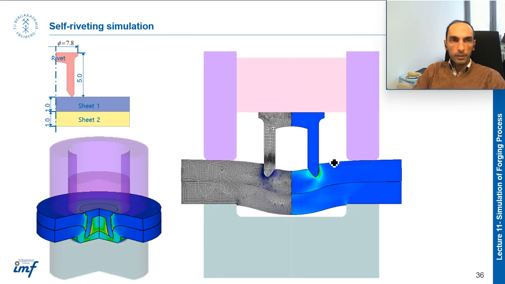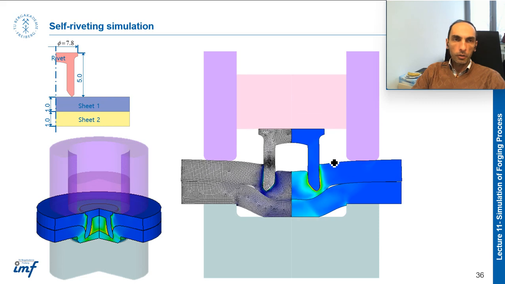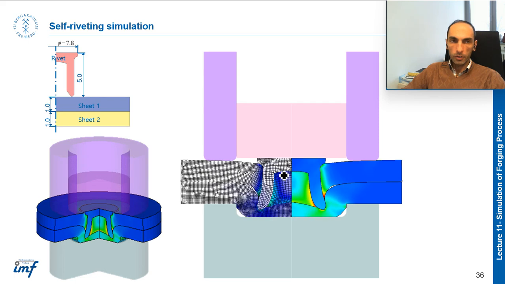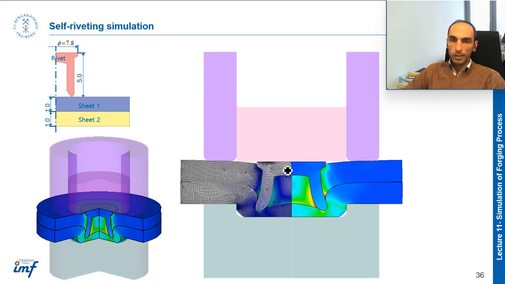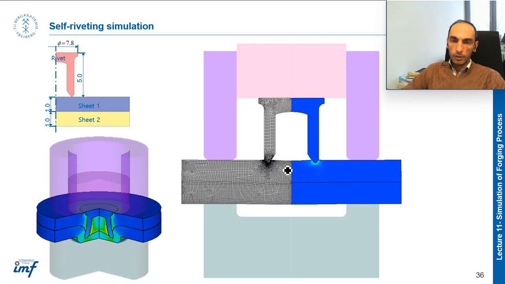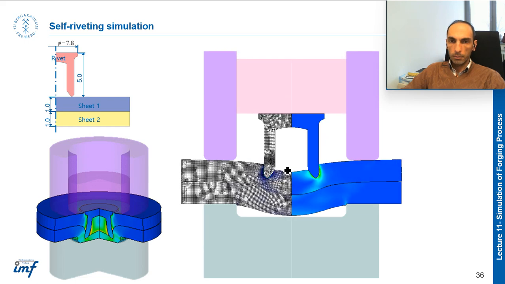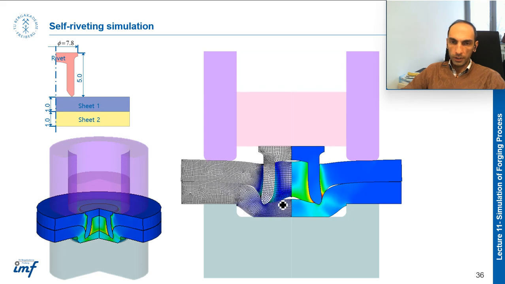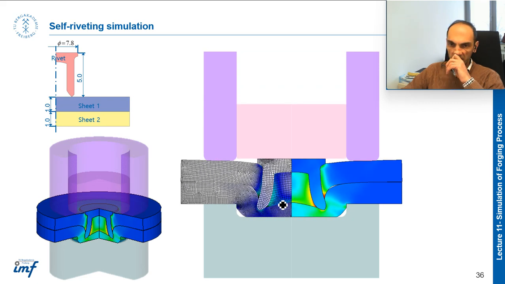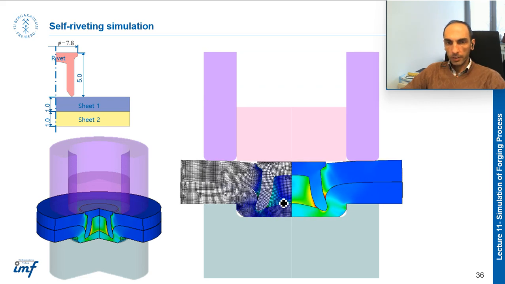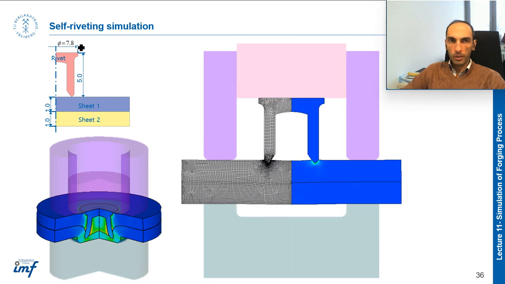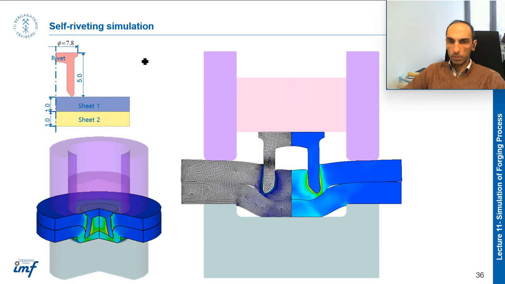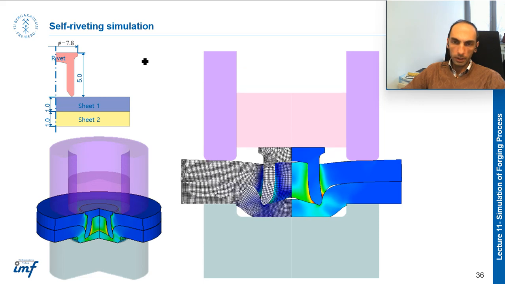This is an example of self-riveting simulation. I think you know what the riveting process is. It's a joining method, but the material is forged, so I bring it here under the category of forging. However, the riveting process is a joining process like welding, but it's a mechanical joining.